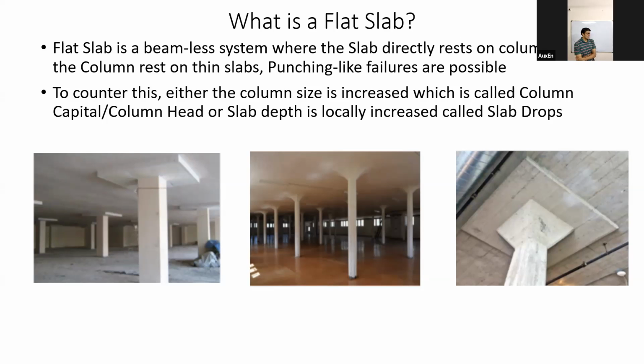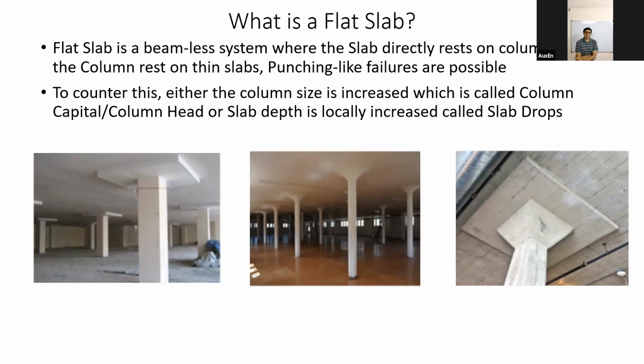So if you see the second picture in the slide show that you are able to see right now in the current slide, you will see that column sizes have been locally increased near the slab junction, and this type of arrangement is called a column capital. Is this understood? So this was the first strategy.